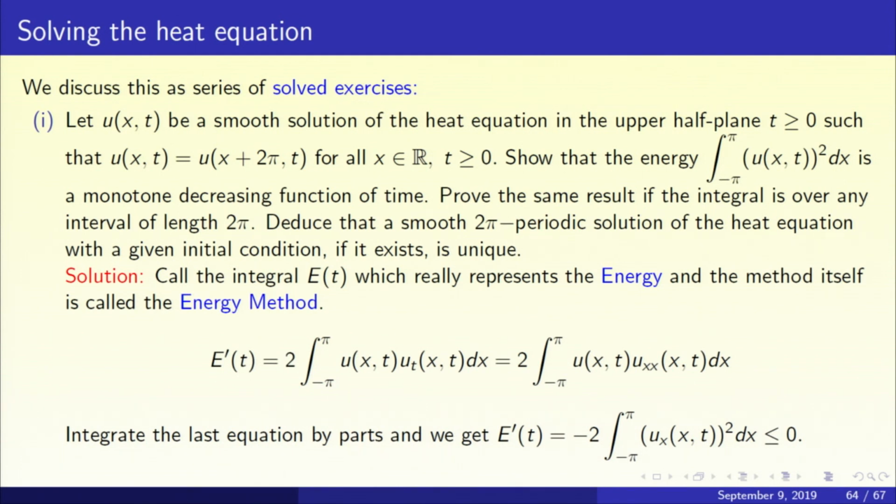The boundary term will cancel out, because remember that the function we are looking at is periodic. u(x,t) equals u(x+2π,t). If u is periodic, u_x is periodic, u_xx is periodic. So u times u_xx is periodic, so the boundary term drops out when you integrate by parts. So what do we have?